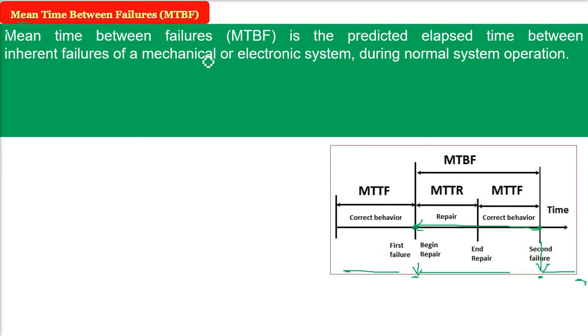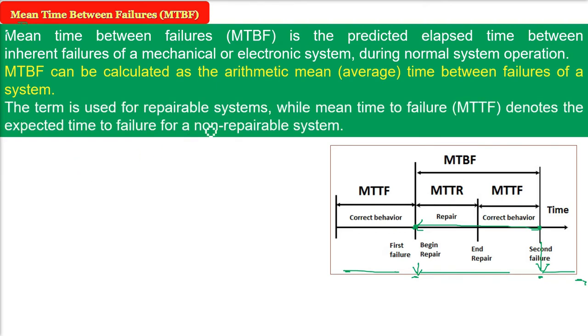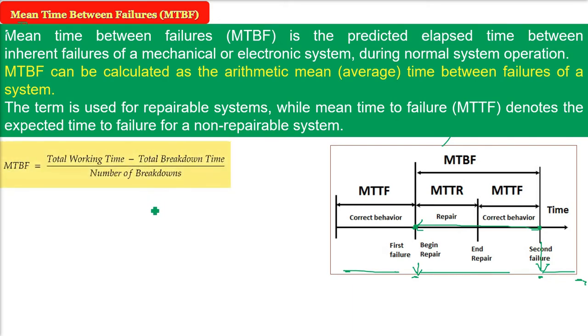So how can you calculate it? It can be calculated as an arithmetic mean, that is the average, which is why it is called the mean time between failures of a system. So the time between two failures is MTBF. This term is used for repairable systems, while mean time to failure, MTTF, denotes the expected time to failure for a non-repairable system. MTBF is simply the total working time minus the total breakdown time, divided by the number of breakdowns in this stipulated time. So just subtract the breakdown time from the total working time and divide by the number of breakdowns. This is going to be MTBF.